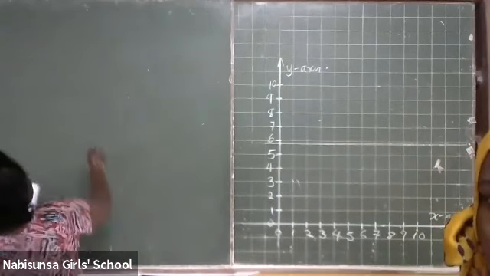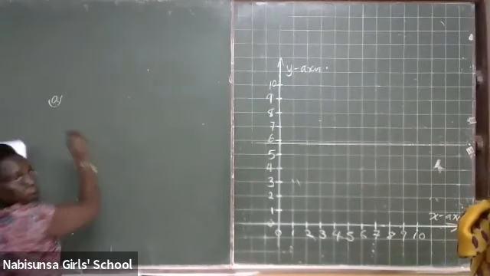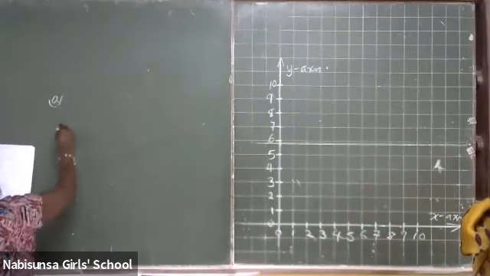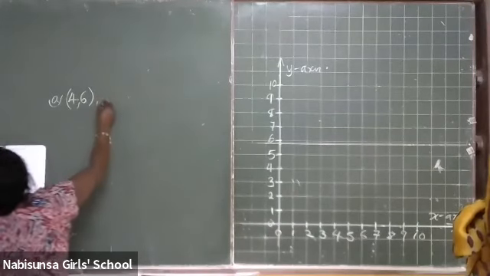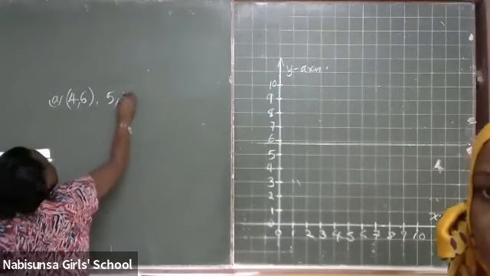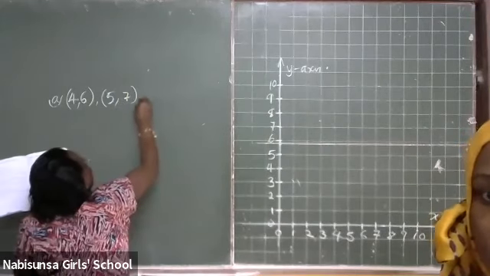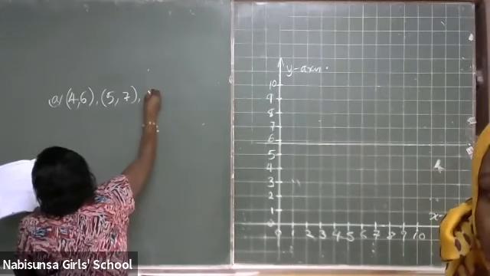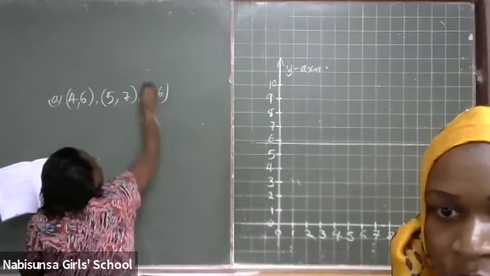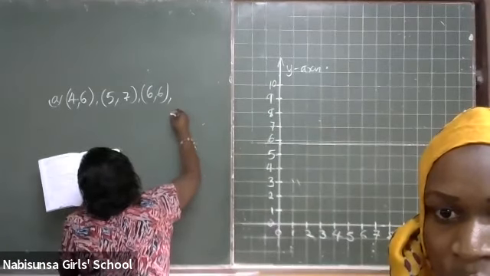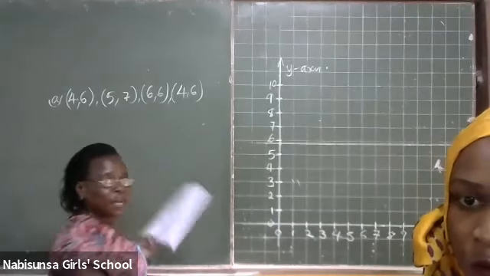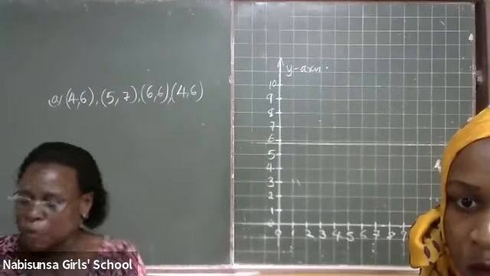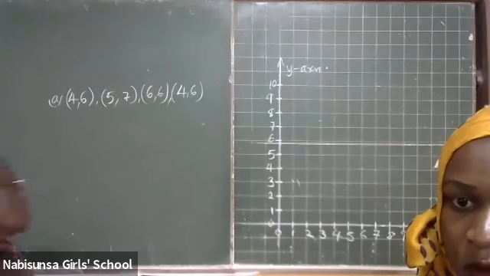Part A has points 4, 6, then 5, 7. Then the next one is 6, 6. Next point 4, 6, which is our starting point. So we are joining the points. We are beginning from 4, 6, and we shall end with 4, 6.